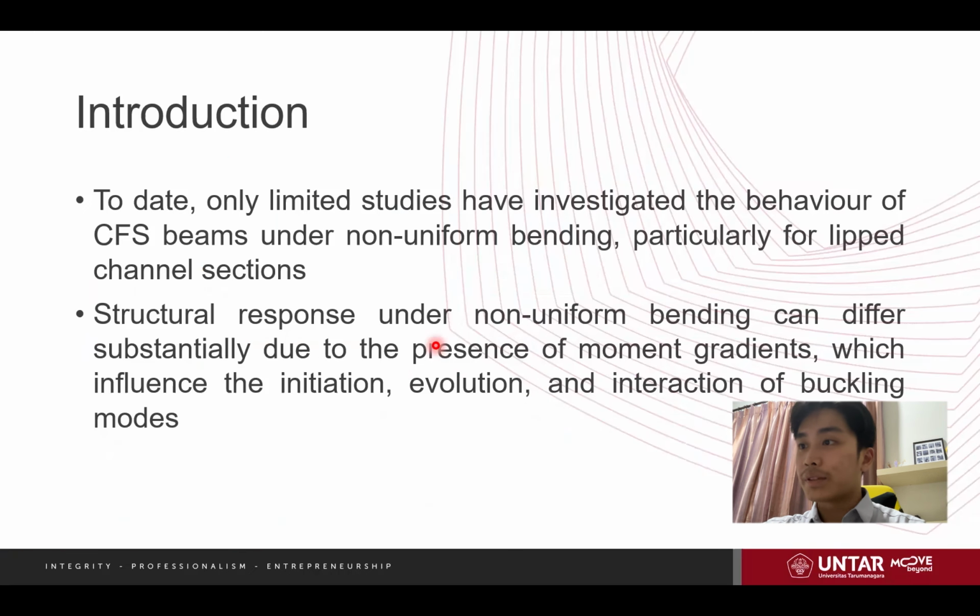So, in our study, our main focus is to analyze its behavior under non-uniform bending. But unfortunately, until now, there are limited studies on cold form steel members under non-uniform bending, especially for lip channel, because structural response under non-uniform bending can differ substantially due to the presence of moment gradients.